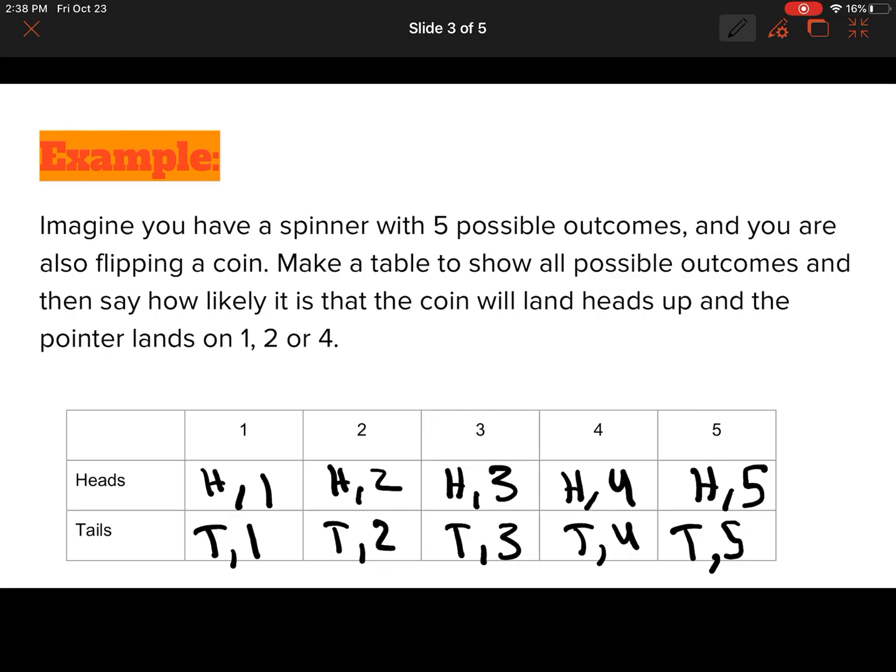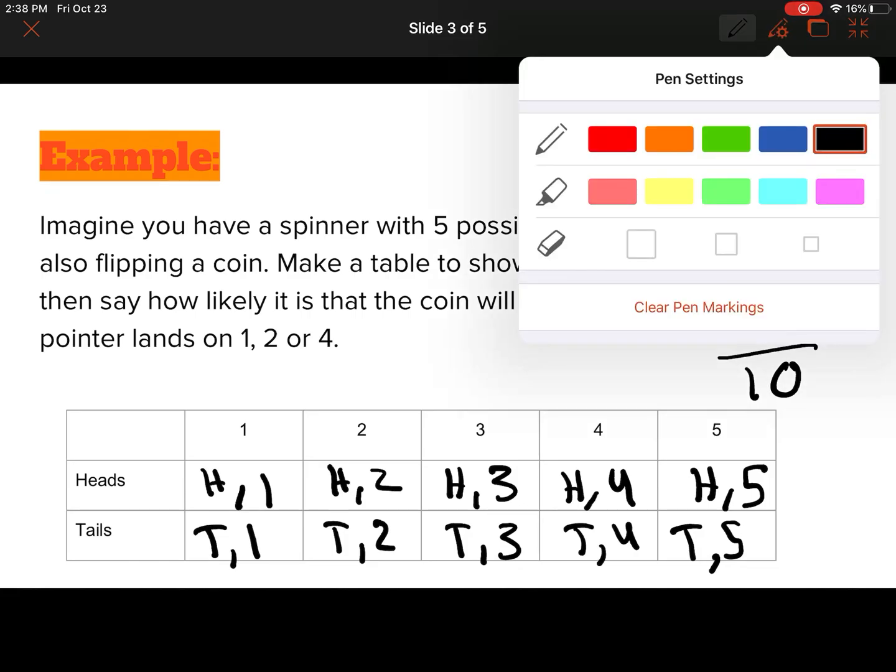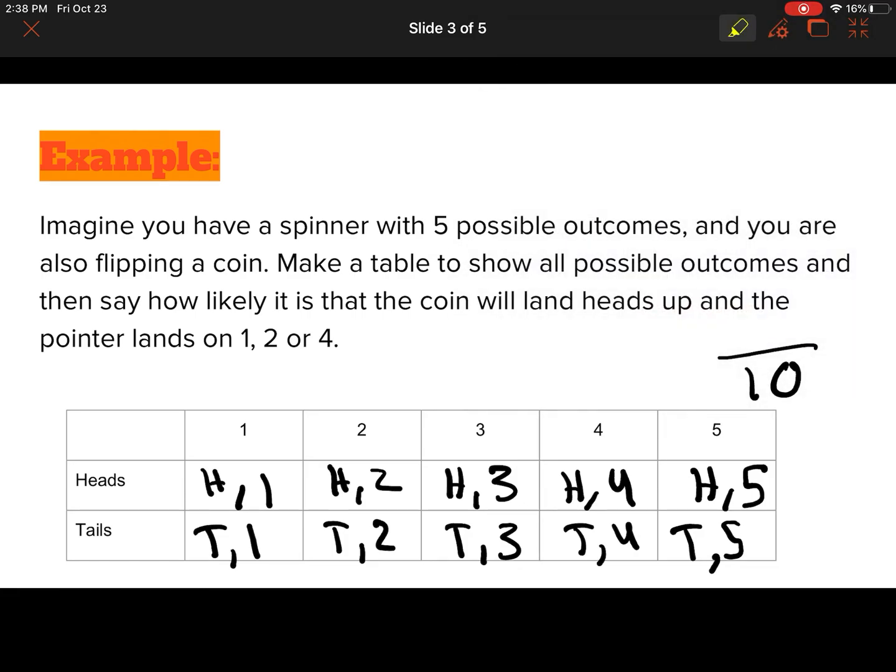So how many possible outcomes do we have? Well, 10, right? We have 5 from our spinner. We have 2 possible outcomes from our coin. You multiply those together and you will get 10. So that's going to be our denominator right here, our total number of outcomes.